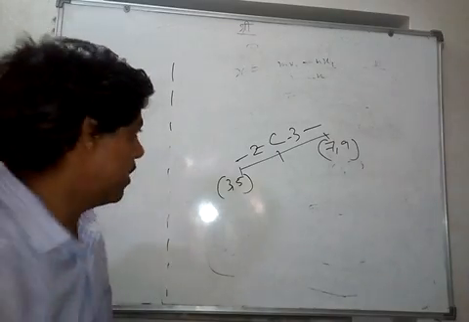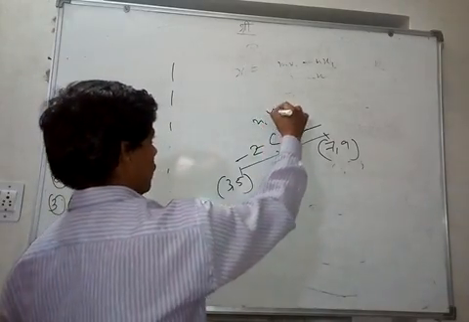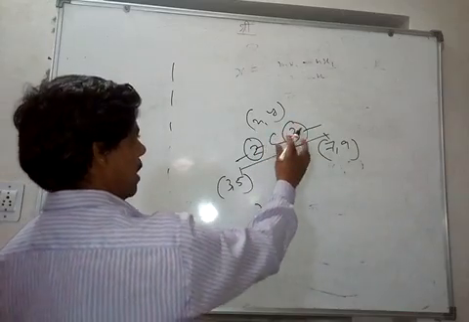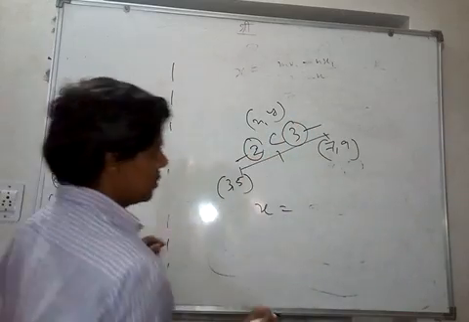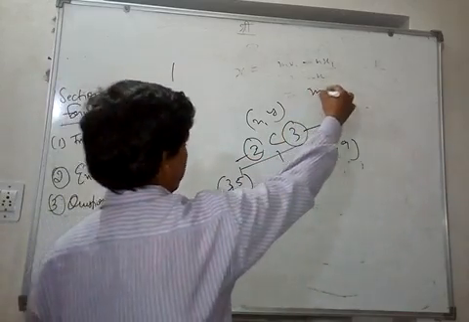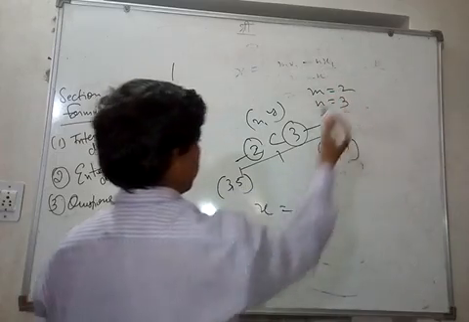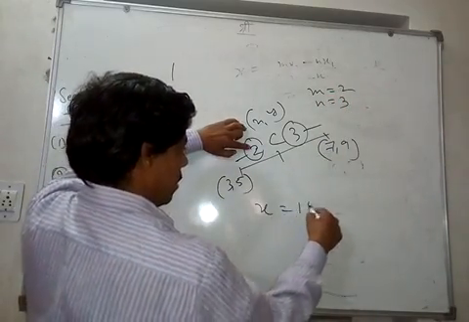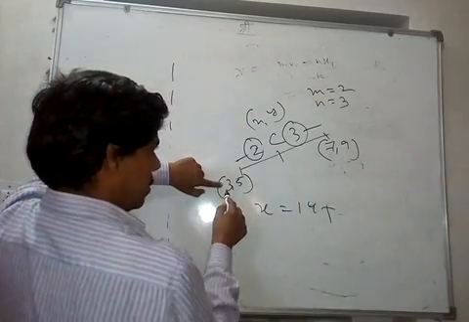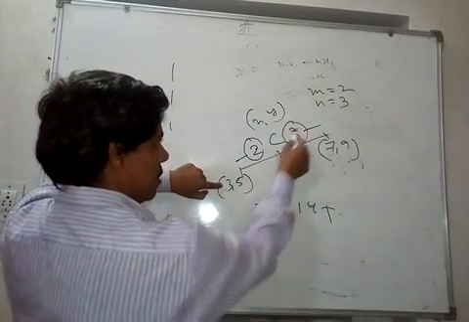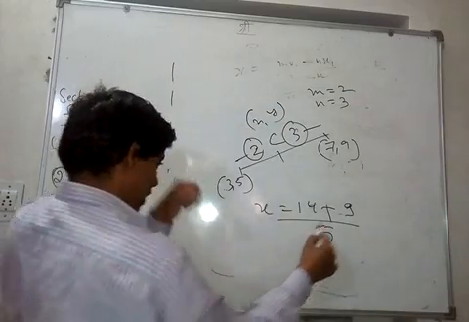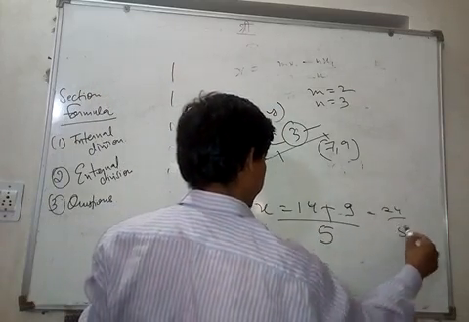And how will you find? So let the coordinate be x comma y. So x is equal to, this you can take as m and this you can take as n. Okay. So m is equal to 2 and n is equal to 3. Now write like this: m times x2, 7 times 14 plus n times x1, cross multiply them like this. 3 threes are 9, upon 2 plus 3, that is 5. You will get 24 upon 5.